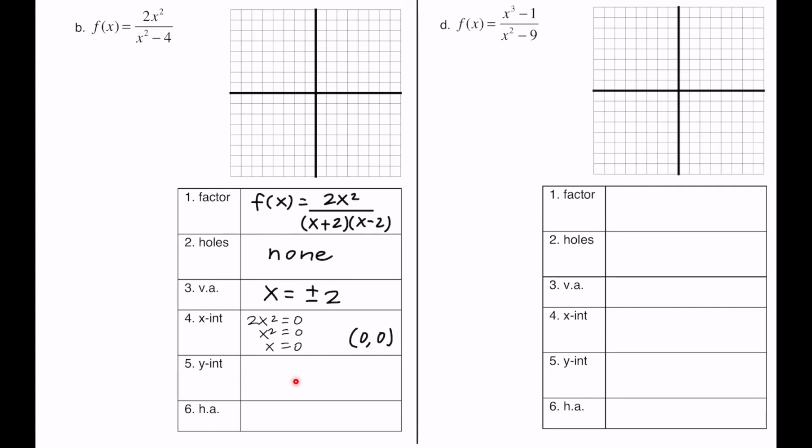Or if you wanted to solve for the y-intercept, you're just plugging in 0 for x. If you plug in 0 right here, you get 0 on top. When you plug in 0 right here, you get -4, but 0 divided by -4 is just 0.